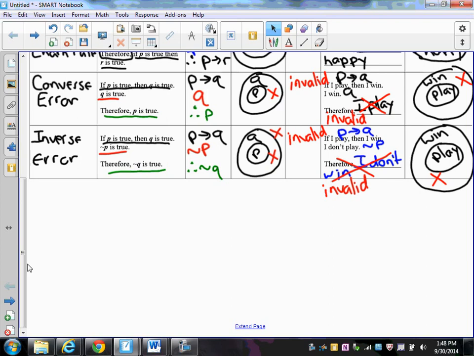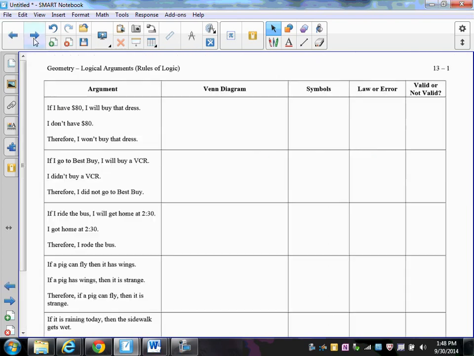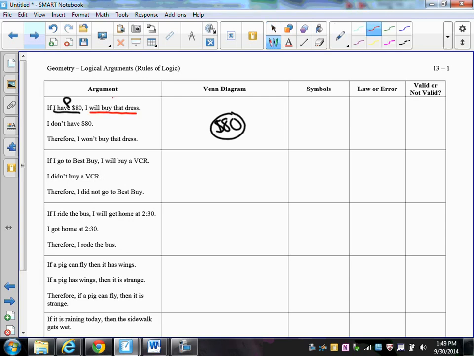Let's go over some other examples to see how these things work in practice. Let's take a look at the second page. We're still on the rules of logic here. It says, if I have $80, I will buy that dress. So remember, $80 goes on the inside. That's my hypothesis P. The conclusion is, I will buy that dress, so Q.